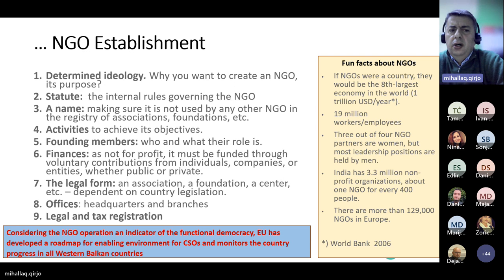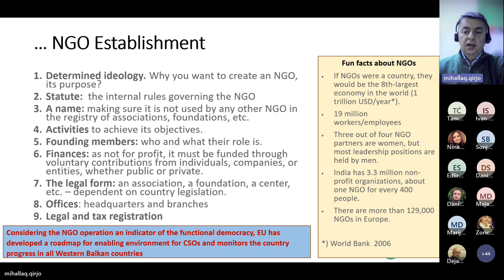So it depends what an NGO in a country means, but most of the NGOs do have the vision, the mission. They have a statute, they have a name, they have some activities, they have a group of founding members. Depends on the country how many they might be as a minimum. They should have some finances. They should have a legal form. It depends country by country. If they are a membership-based organization, usually they are called associations. If they are a foundation, usually they do have some funding and they do manage that funding. They might be a center. Center in some countries has a meaning of no membership, but mainly a know-how. So it depends on the country how they are named. They should have offices, and some of them have also legal and tax registration. Depends on the country. Sometimes they are in different offices, like court, etc.